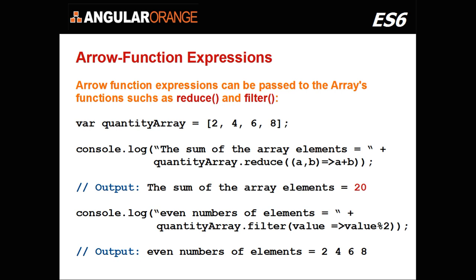The other thing you could do is filter elements and find out which elements adhere to the filter. So we'd have a quantity array dot filter, and we pass in an arrow function expression, value fat arrow value mod 2, and we get all the elements that are mod 2. And like I said, when you use observables, you make web service calls, you run your arrays through maps, reduce, filter, etc.